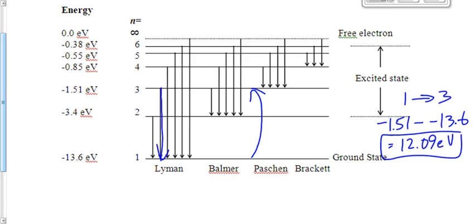Here's one for you. What if the photon that goes through this gas, the light that goes through this gas, doesn't have quite that much energy? What if I've got a photon with 12.05 electron volts of energy?